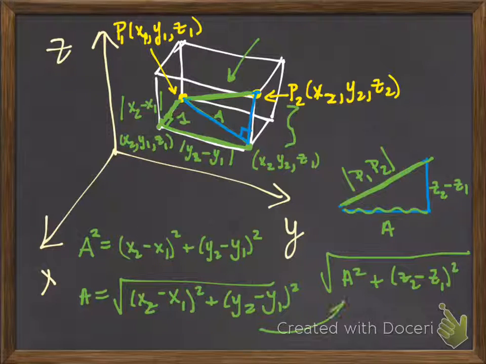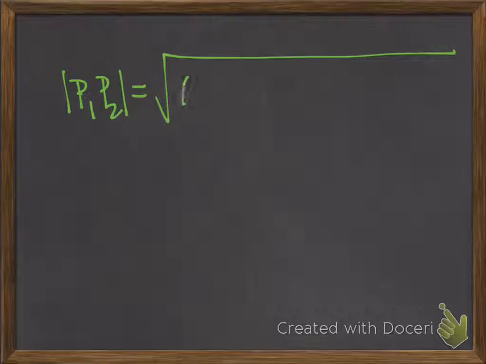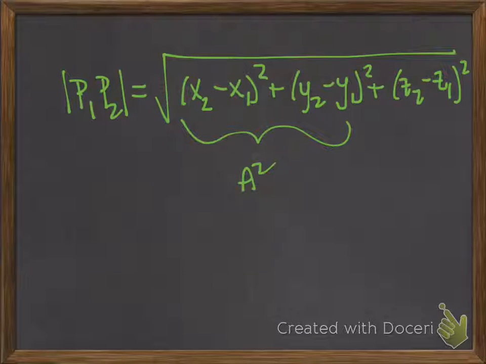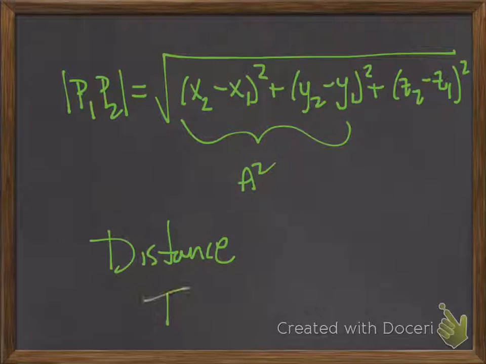Now, plugging in what we know A to be, let's go to a new board where we have more space. We actually can get the distance between P1 and P2 is the square root of, I'm now going to plug in A squared, x2 minus x1 squared plus y2 minus y1 squared. There's my A squared right here. Plus z2 minus z1 squared. And this is our distance formula in 3 space.